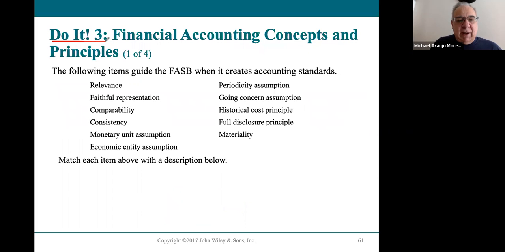And that's how learning objective 3 ends, basically. There's a whole bunch of concepts and principles that you just learned about, and basically you're going to be defining them. And that is learning objective 3.